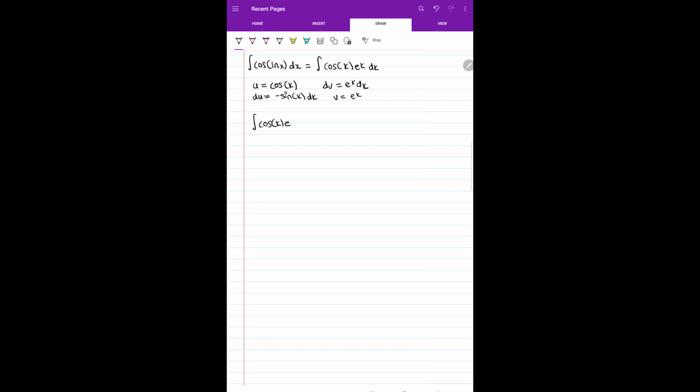So this integral is just going to be equal to, so what does it say? It says u times v, which is the same thing as v times u, so I'm going to write it like that, minus the integral of v du. Okay, so v du is e to the k times minus sine k dk. Now what I'm going to do is pull this minus sign to the front, and that's going to make this positive.